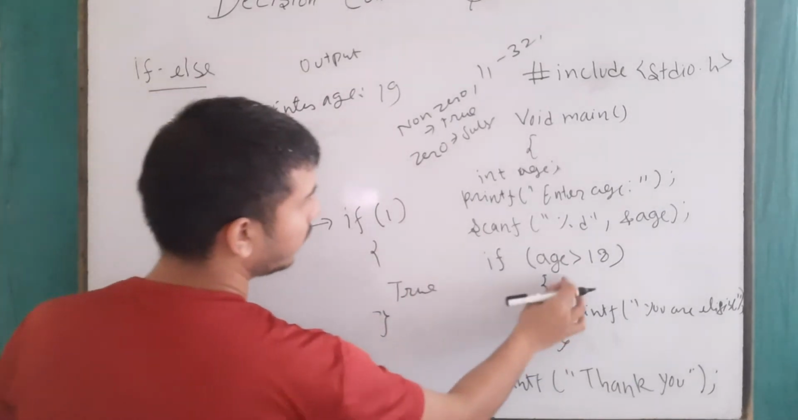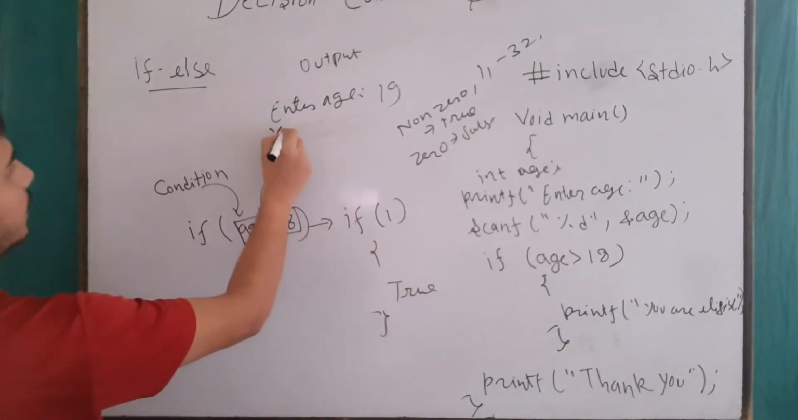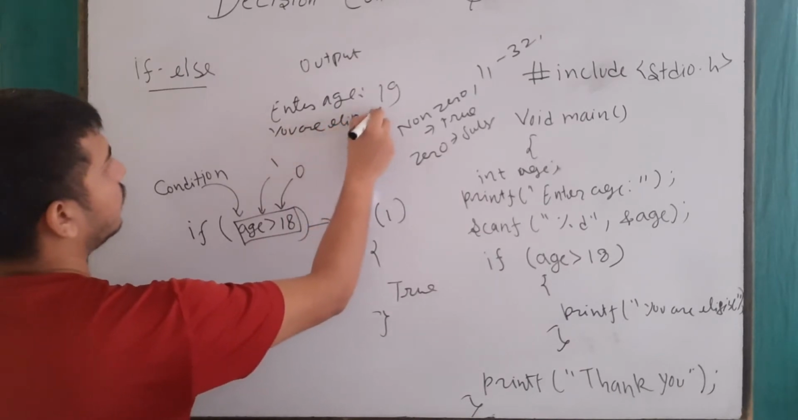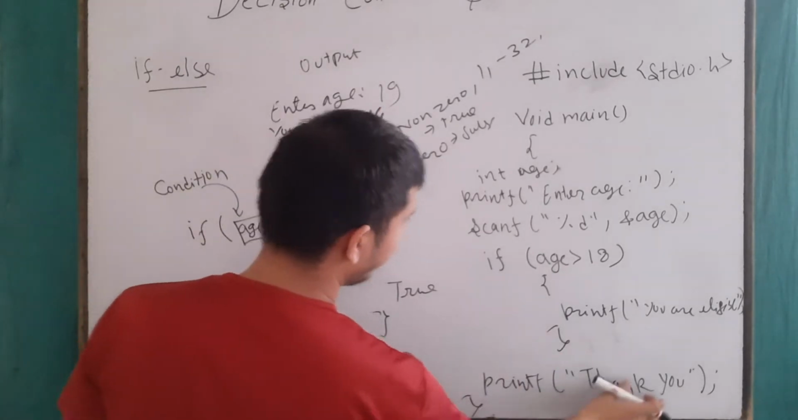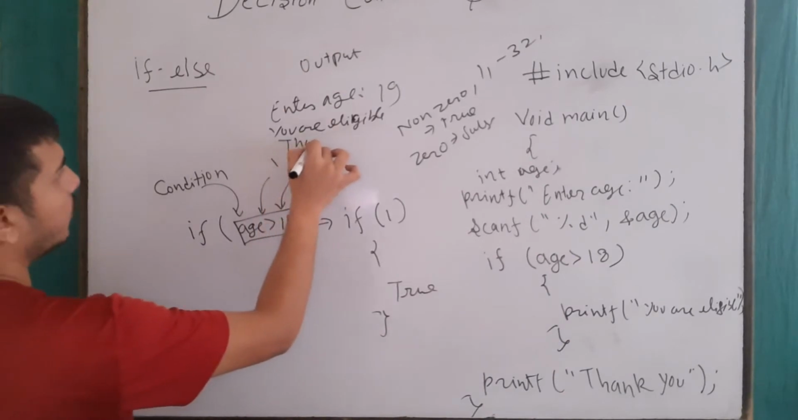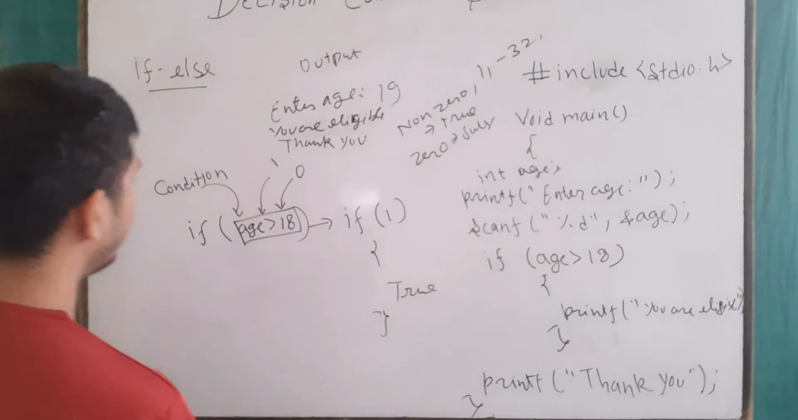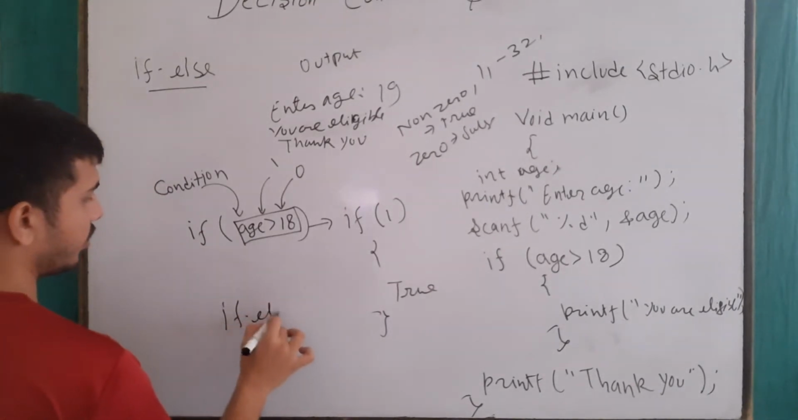So our output will be "you are eligible". After that it will print "thank you", which is the normal print statement. Okay, now let's talk about if else.